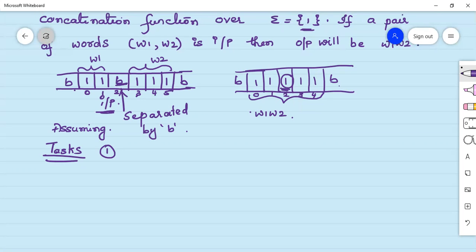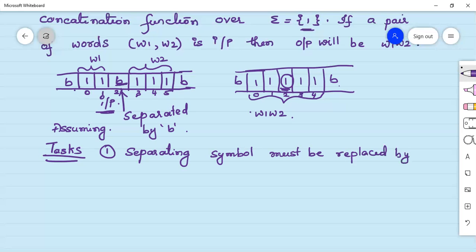So this is my first task. Okay. So the separating symbol must be replaced by 1. Correct? Must be replaced by 1. And what happens to ones? Whenever you have 1, you do nothing. You just move towards the right side.